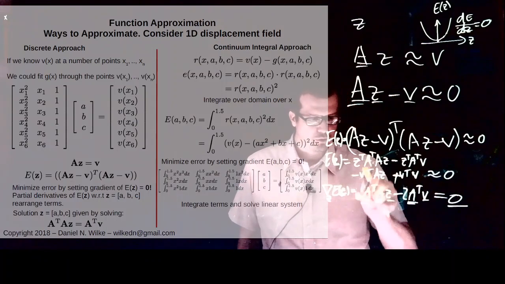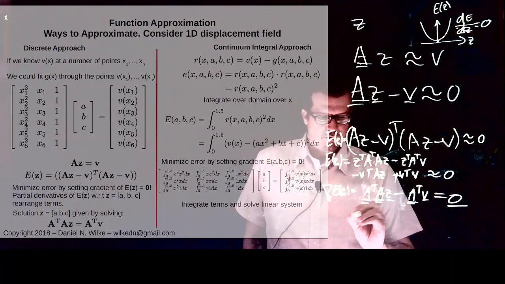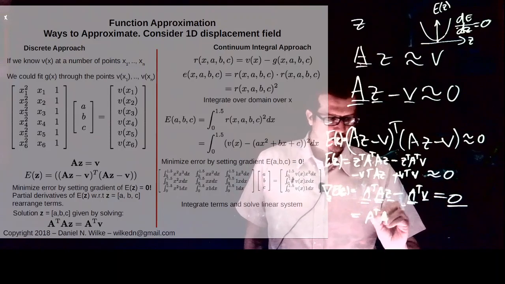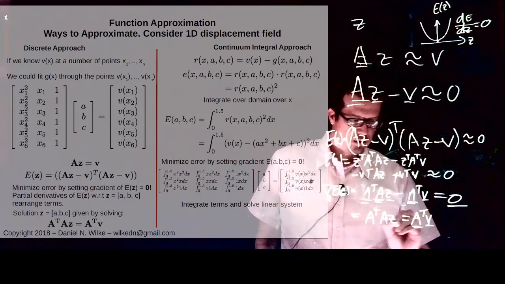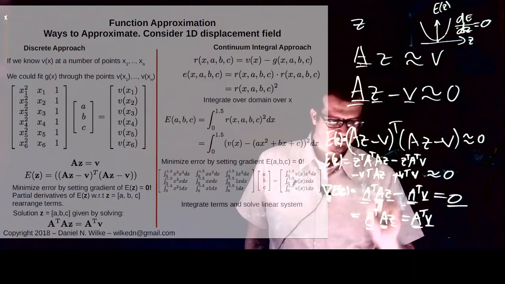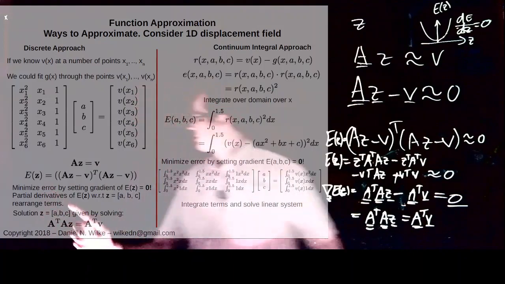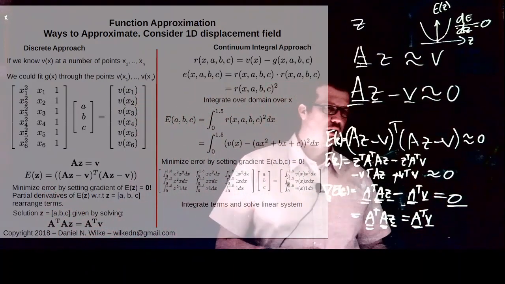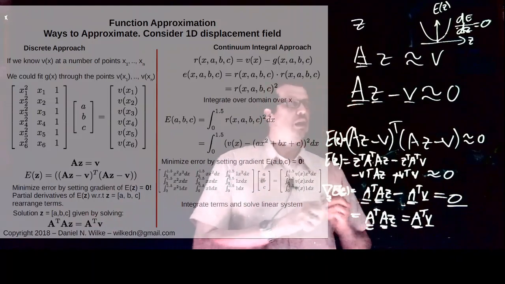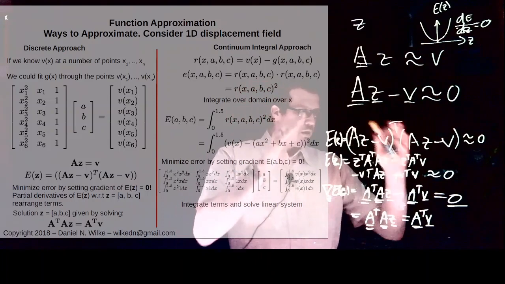I can divide by 2, and I can move this towards the side. And what I have is then A transpose A Z is equal to A transpose V. That's essentially what I've just written down here for you at the bottom, just to make sure that you understand the derivation. It's no rocket science, basic optimization. It's really an extension of our grade 10 mathematics in terms of optimization.